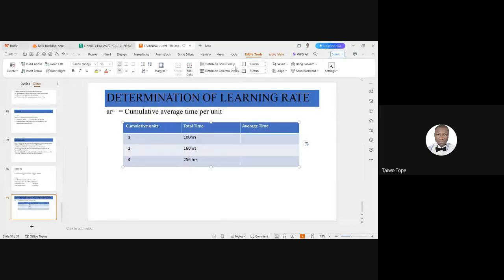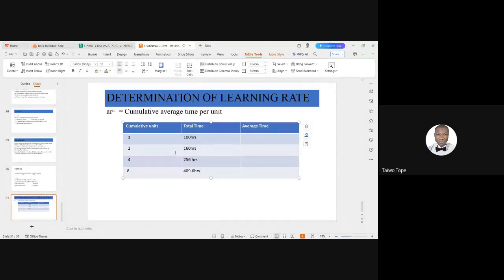And also, let's say 4 doubles to 8, and let's say we use 409.6 hours. Yes, 409.6 hours. You can see the total time increase as the output doubles, from 1 to 2.